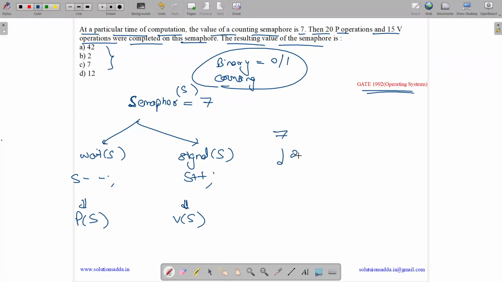Then we have done 20 P operations. So its value becomes 7 minus 20, which is minus 13. Then we have done 15 V operations. So its value becomes minus 13 plus 15, which is 2. So the final value is 2 for this counting semaphore.